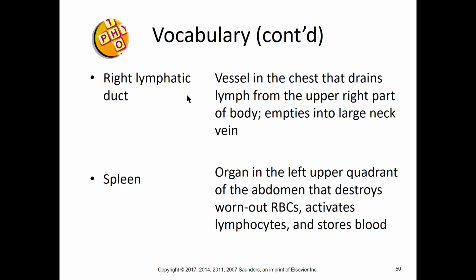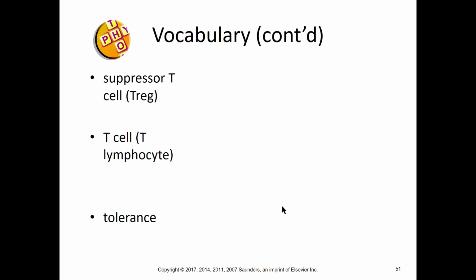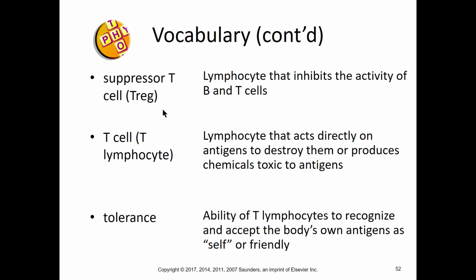The right lymphatic duct is a vessel in the chest that drains lymph from the upper right part of the body and empties into the large neck veins. The spleen is an organ in the left upper quadrant of the abdomen that destroys worn out red blood cells, activates lymphocytes, and stores blood. We've seen that in the earlier slide. Suppressor T cells, or Tregs, are lymphocytes that inhibit the activity of B and T cells, so they won't mount a response.